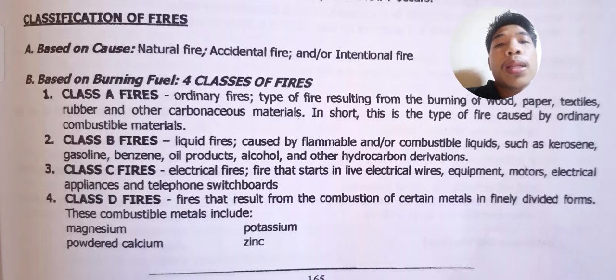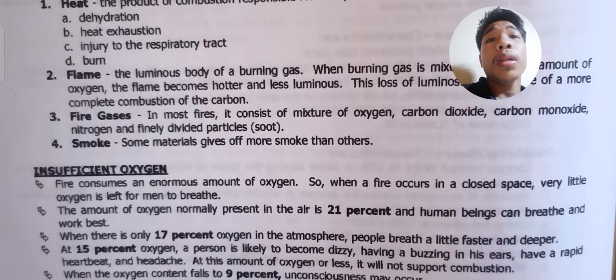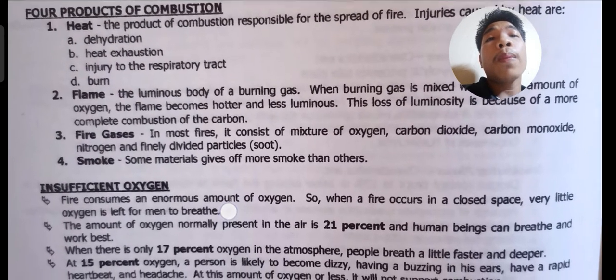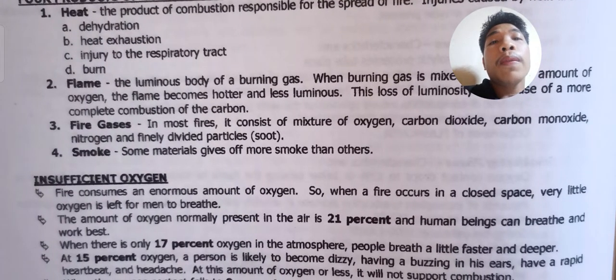Next would be class D fires. These are fires that result from the combustion of certain metals in finely divided form. These combustible metals include magnesium, powder, calcium, and potassium. And last is zinc. So, for products of combustion: the heat, flame, fire gases, and smoke.